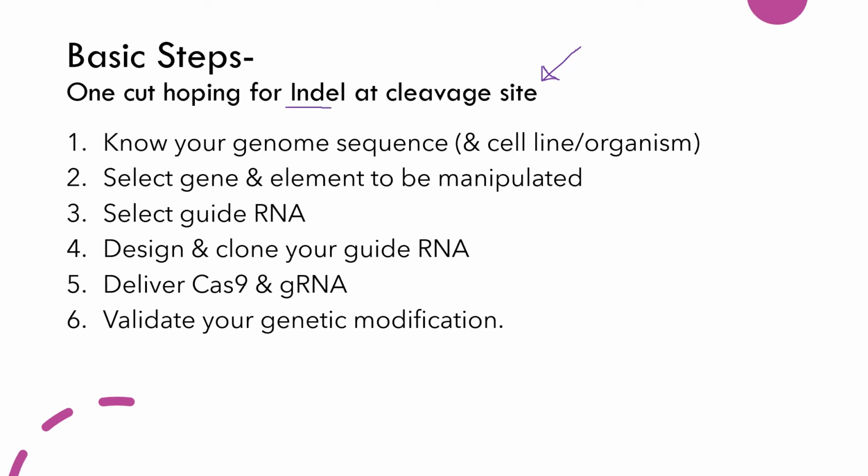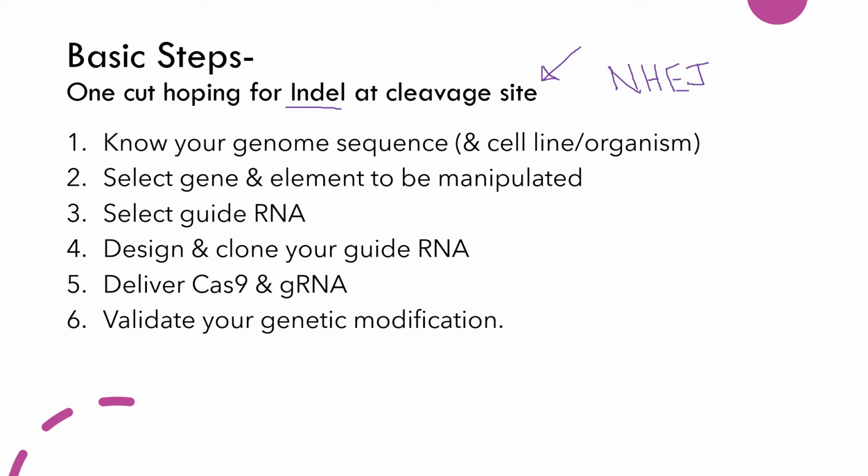Okay, so basic steps. We just want a single cut, non-homologous. The repair will be driven by non-homologous end joining, which we know is sloppy. It's not as accurate. It's untemplated. It'll result in some type of indel, which would cause a disruption in our gene. But there's some randomness to this. So what do we need to do? What are the steps involved?